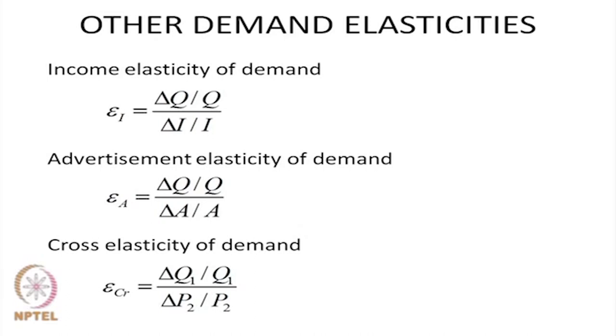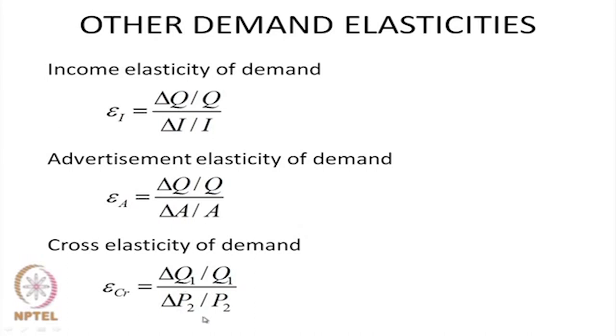Just as we had defined price elasticity as delta Q by Q divided by delta P by P, here we say it is delta Q by Q divided by delta I by I, where I is the income, disposable income. In case of advertisement, it is delta Q by Q divided by delta A by A, where A is the amount of advertisement expenses.